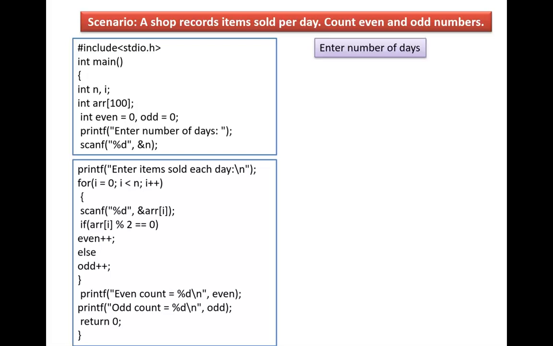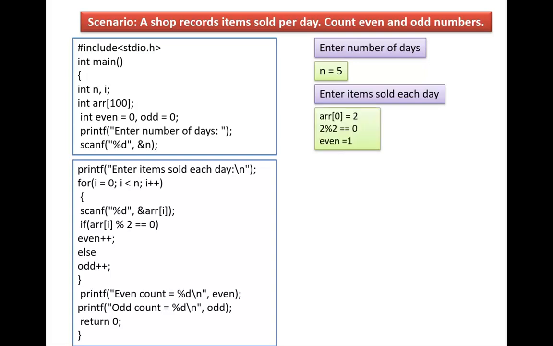So let us understand the core part of the problem. I enter the number of days, for example, n is equal to 5 here, and then the items sold every day. For the first day, ARR of 0 is equal to 2, entered by the user. Scanf %d ampersand ARR of 0. In the first iteration, ARR of 0 is 2 here. What happens next? 2 mod 2 is equal to 0, so even gets incremented. So even is equal to 1.